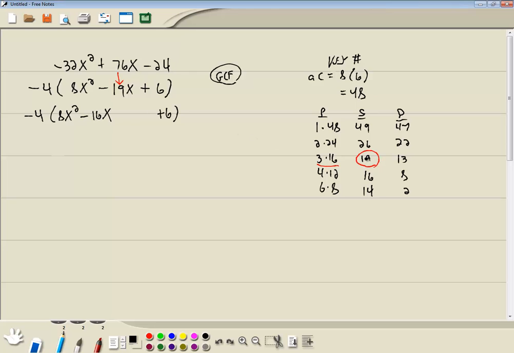The number with circles in the S column, S for same signs, both positive or both negative. Since 16 was negative, then 3 will be negative. And then we want to factor by grouping. So group the first two terms together and the last two terms together.